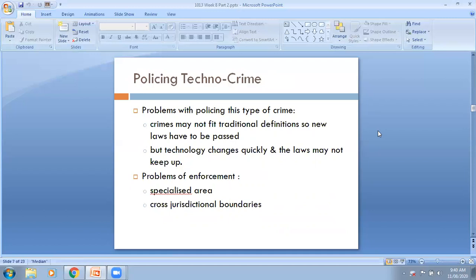So traditional offending, usually the offender and the victim are in the same jurisdiction, but with internet crime, you could be in different countries. So it can make it really, really difficult for the laws to keep up with and to police it.